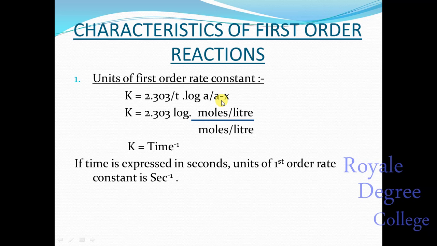K = 2.303 log, into the a value. The unit of a is moles per liter, divided by the unit of a − x, which is moles per liter. So the moles per liter get cancelled, and we get K equal to time inverse. If time is expressed in seconds, the unit of the first order rate constant is second inverse.